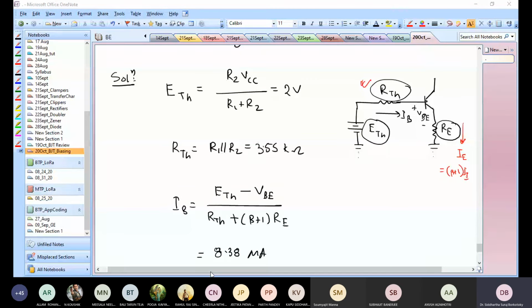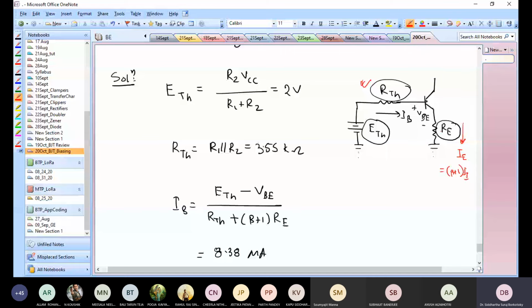So fine. Basically, once we have this Thevenin equivalent, we could write a KVL equation for this. What would the KVL look like? Well, for finding out the KVL, I need to know what the voltage drop across these resistors are. What is the voltage drop across R Thevenin? That's R Thevenin times IB. What is the voltage drop across RE? Voltage drop across RE is RE times the current flowing through RE.